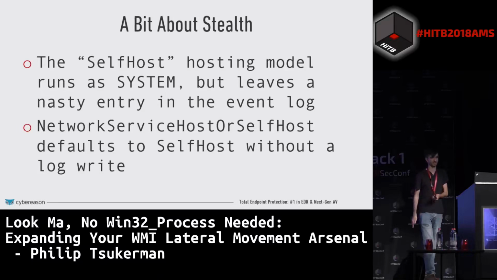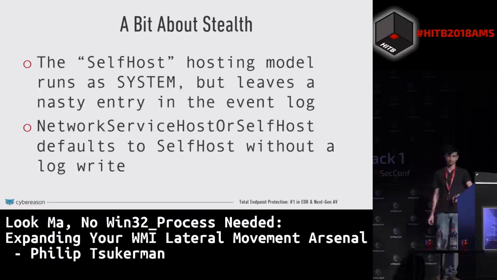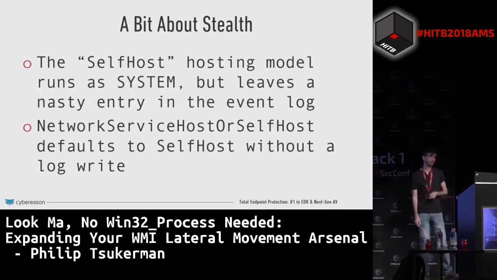And if we're going for stealth with our new lateral movement methods, an event saying this could be a security issue really doesn't help. So it turns out that for backwards compatibility, we have an additional hosting model called NetworkServiceHost or self-host. This hosting model makes the WMI service first check if there is a DLL version of the provider, and it tries to load it with a lower privileged hosting process. And if and when it fails, then it just loads it as system, whatever.